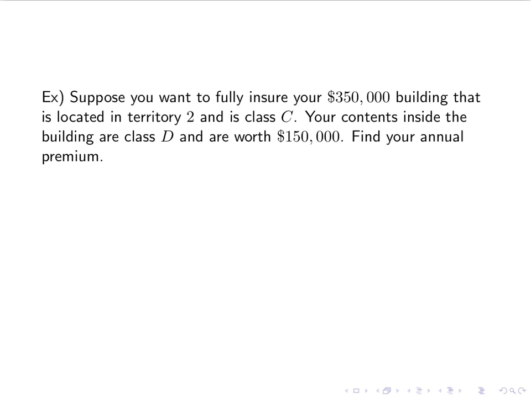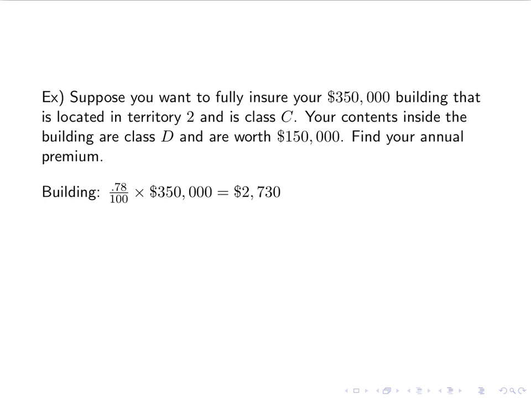Find your annual premium. So we go to the table, we look up Territory 2 and Structure Class C, and we should be getting 0.78 from the table. And then, as I said, we divide it by 100 and we multiply it by the face value. So this is the building. The building's face value is $350,000. We do it out, we get $2,730.